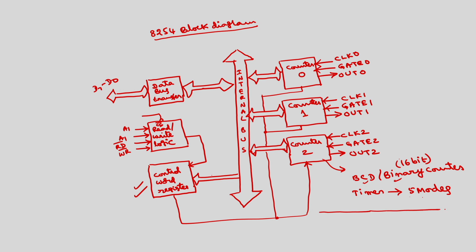Here also we have an 8-bit control word register. This will be SC1, SC0. This will control select counter; SC stands for select counter. 0 0 means counter 0, 0 1 means counter 1, 1 0 means counter 2, and 1 1 means it is an illegal operation.